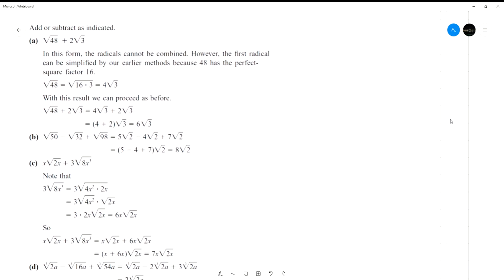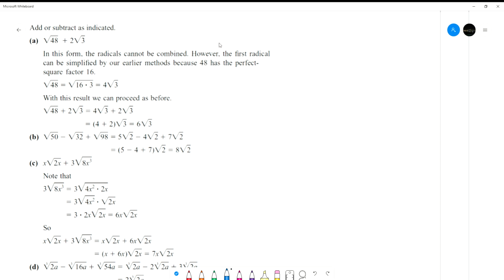Okay, on the left we have radicals now that we need to combine. However, you'll notice you'll need to simplify some of these first. So you notice we have radical 48 plus 2 root 3. They are not like, at least the way they look right now.